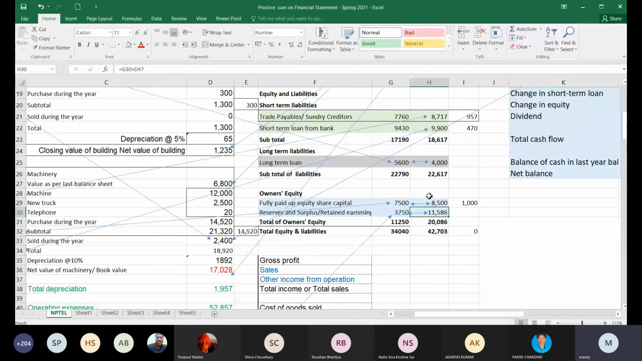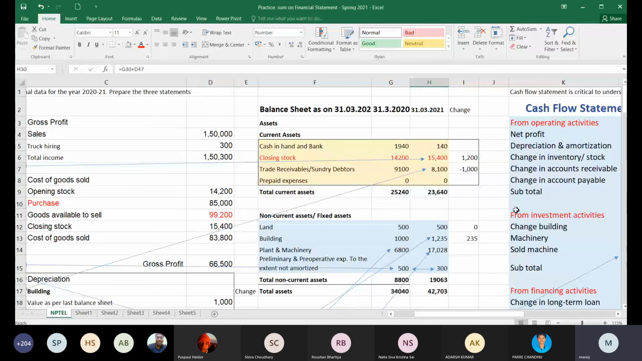Now you have so many data of balance sheet. Almost the entire asset side is made. Now you have to do the liability side. You will get the balance sheet. Okay, so this is the end of the class.